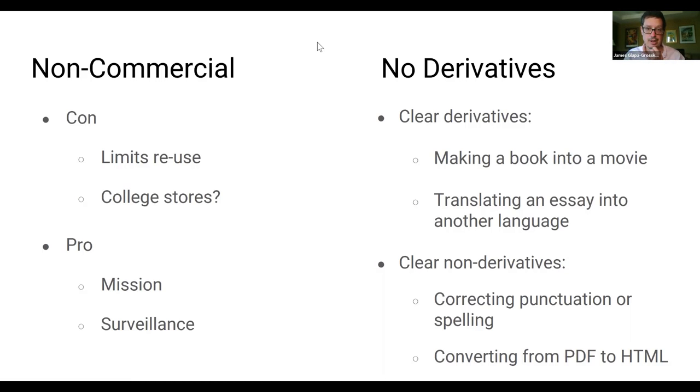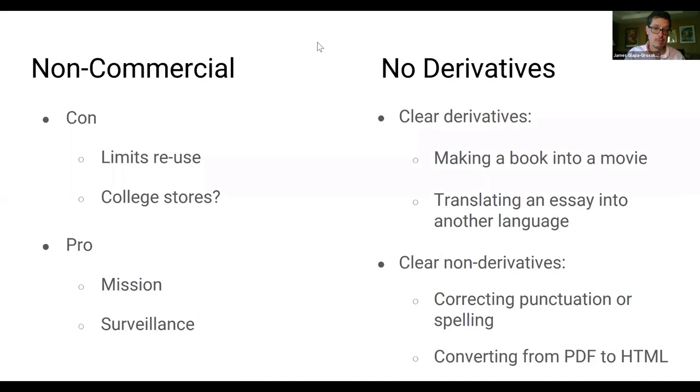A clear example of something that's a derivative, where you are creating a new work by transforming the original, would be if you take a novel and you transform that into a movie. That's clearly a new work, a new creation. Or it's different enough that the law would consider it a derivative. Translating a written work, an essay, into another language, because interpreters and translators take creative license, of course, to do that work.